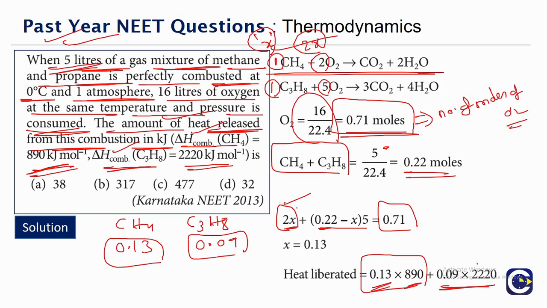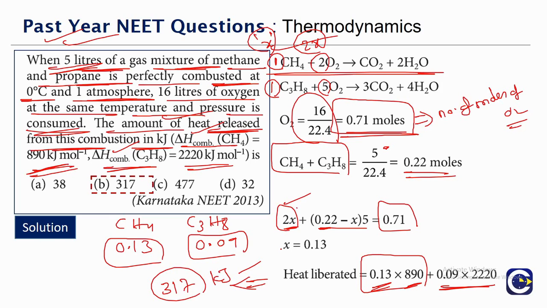0.09 into 2220. If we simplify, we get the value approximately as 317 kilojoules. How? 0.13 into 890, and you have to add 0.09 into 2220. Simplifying that, we get the total amount of heat released as 317 kilojoules. What is the correct answer for this? Option B is the correct answer.